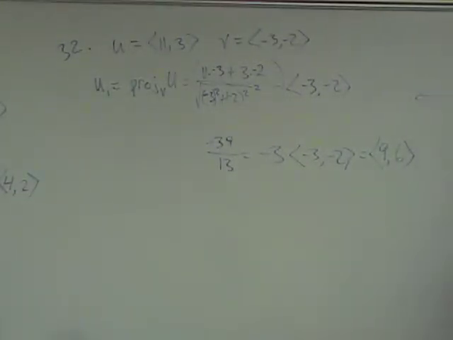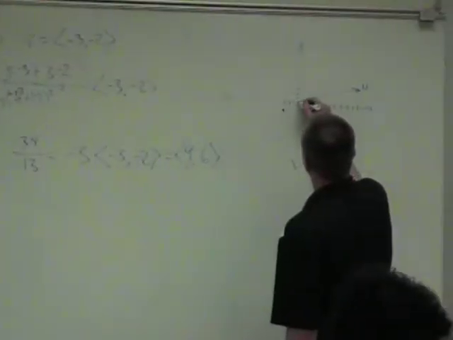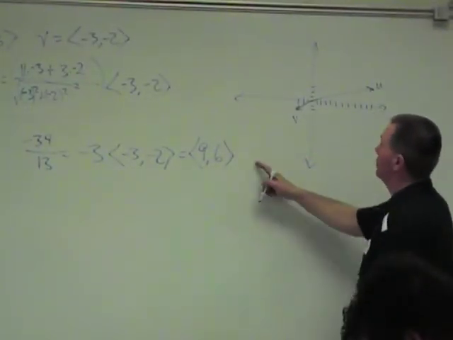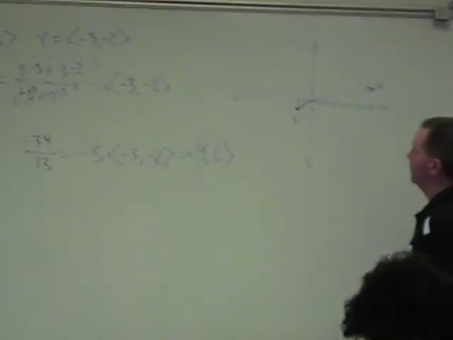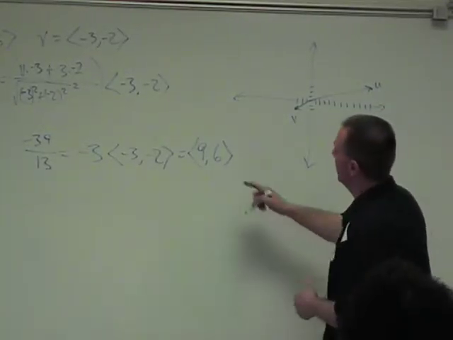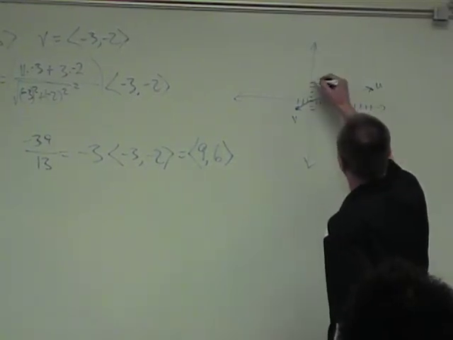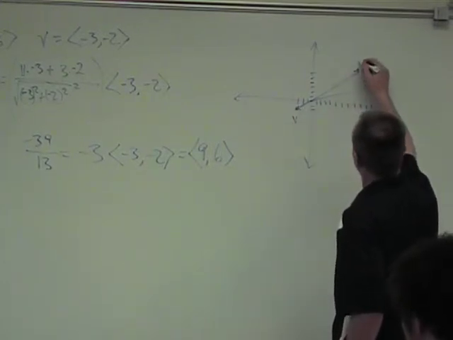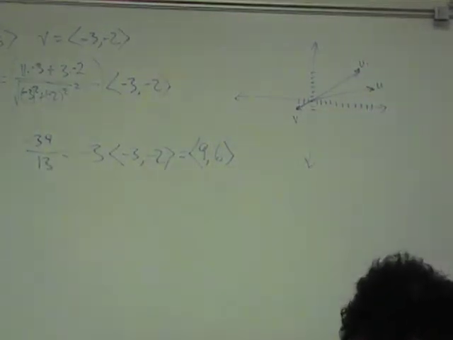Again, I'll just draw the picture just to make sure we're doing it correctly. (11, 3). There is u. v is at (-3, -2). Almost a straight line, but not quite. That's v. So u sub 1 should be parallel to v, meaning it just has the same slope. (9, 6). There's (9, 6). That should be a straight line there. That's u sub 1, parallel to v.